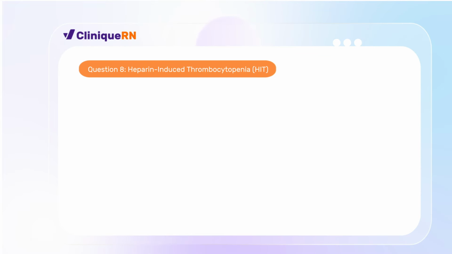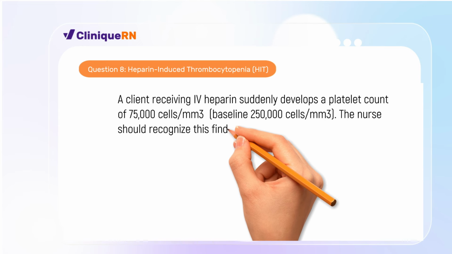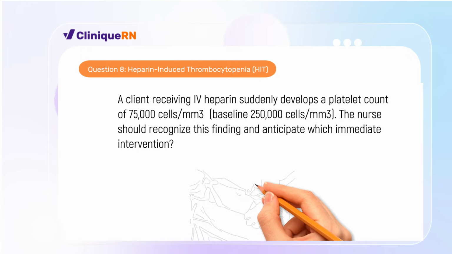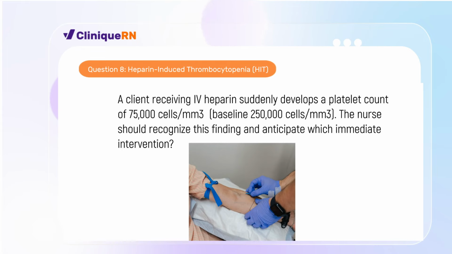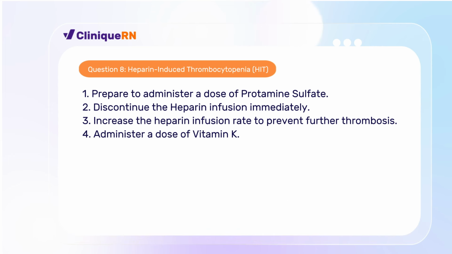Question 8. Heparin-induced thrombocytopenia, HIT. A client receiving IV heparin suddenly develops a platelet count of 75,000 cells per cubic millimeter. Baseline 250,000 cells per cubic millimeter. The nurse should recognize this finding and anticipate which immediate intervention. 1. Prepare to administer a dose of protamine sulfate. 2. Discontinue the heparin infusion immediately. 3. Increase the heparin infusion rate to prevent further thrombosis. 4. Administer a dose of vitamin K.